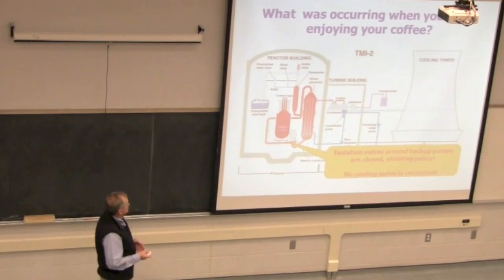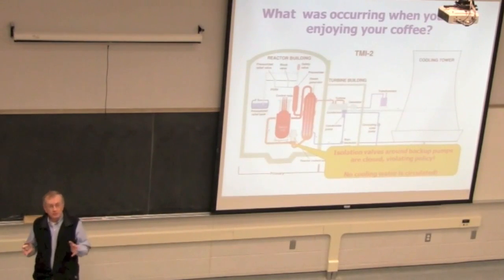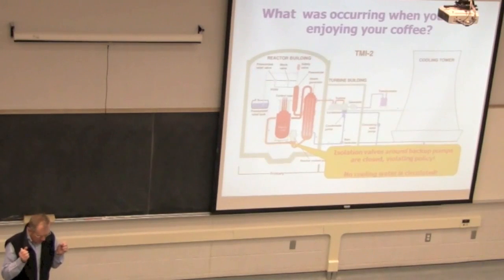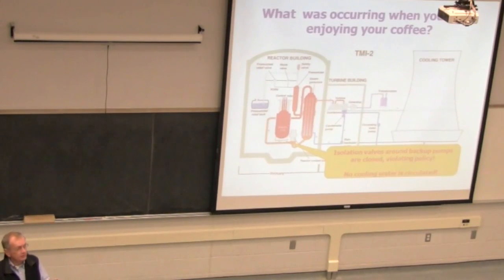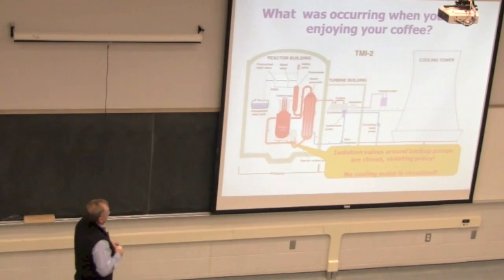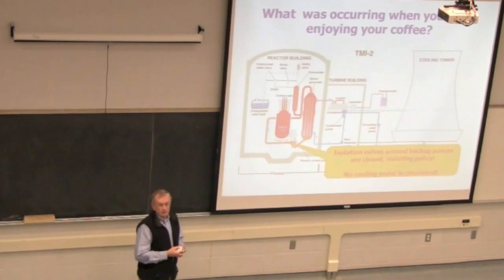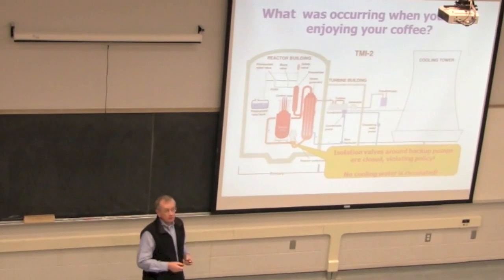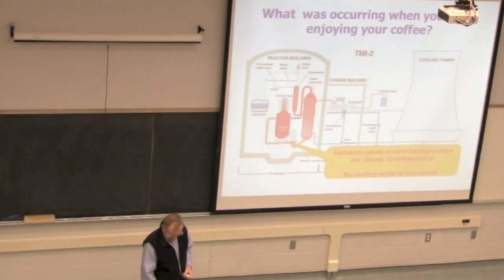So there were isolation valves that were closed around the pumps. So the backup pumps had isolation valves. Now that we know reliability, we know why there are isolation valves there, so we can do maintenance on those valves, or on the pumps, without having water spew all over the place. Those valves are never supposed to be closed in normal operation, but they were. So even though the backup pumps came on, no water was circulating.